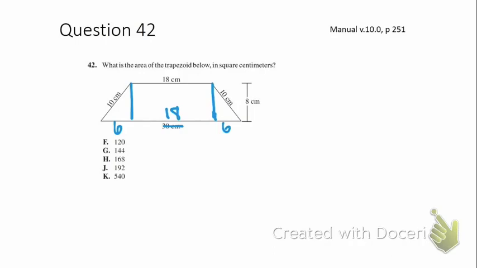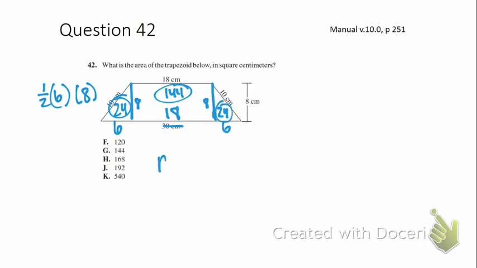And then I could find the area of the rectangle and the 2 triangles. It's nice because they give me the height. The height is 8. So the area of the rectangle would be 18 times 8, which is 144. Each triangle would be 1/2 times 6 times 8, which is 24. Then I would just need to add those 3 things together.